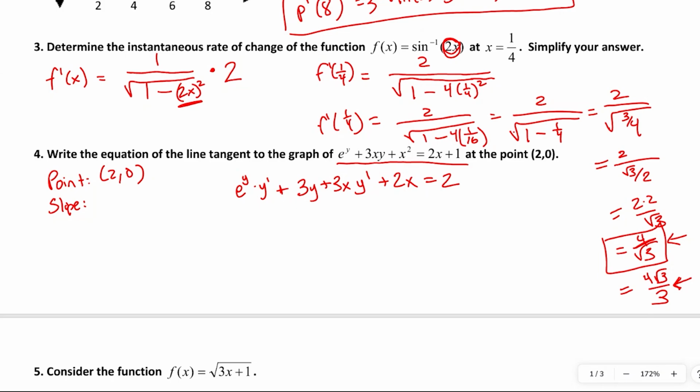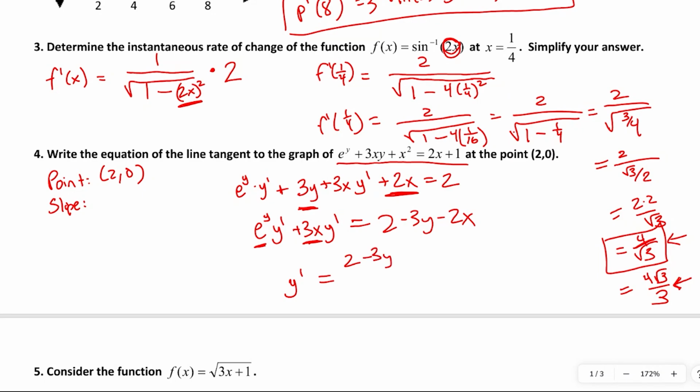So let's try to isolate y prime. We're going to bring this 3y over to the right, and so we'll have e to the y prime plus 3x y prime equals, we're also going to bring this 2x over, 2 minus 3y minus 2x. Factoring out the y prime is going to leave us with e to the y power plus 3x in parentheses. And so we're going to end up just dividing by that sum. So 2 minus 3y minus 2x, all divided by e to the y times 3x.